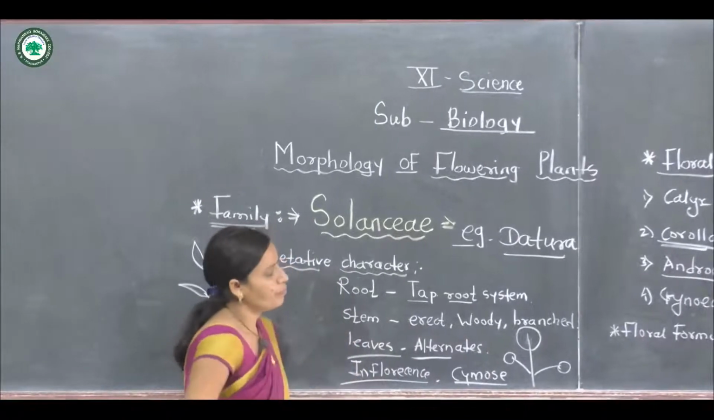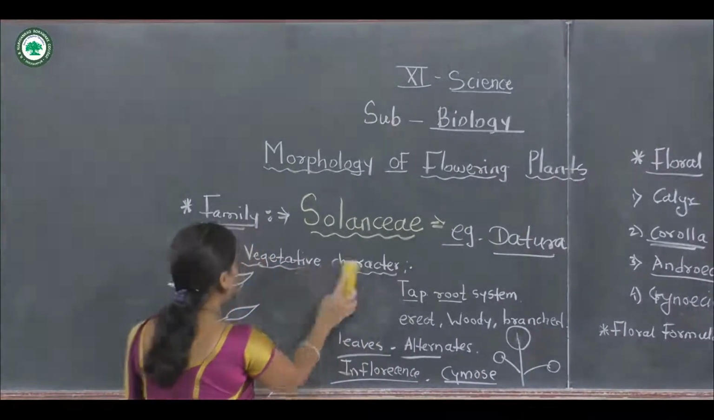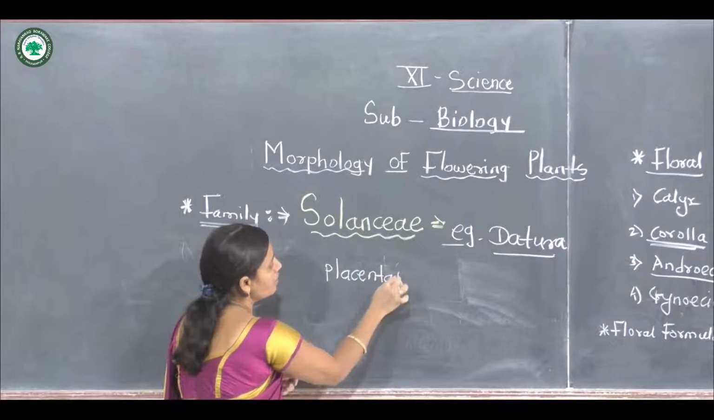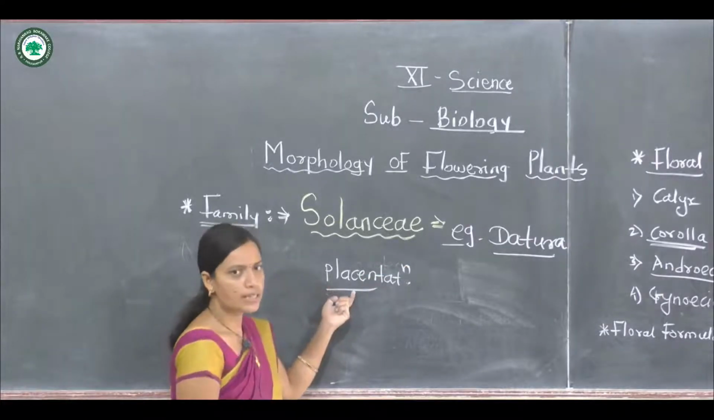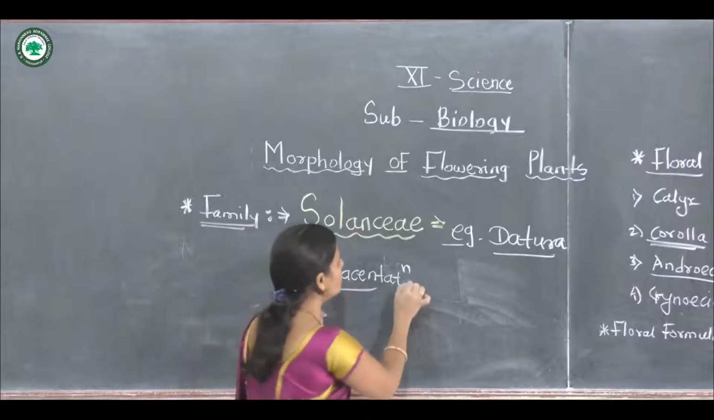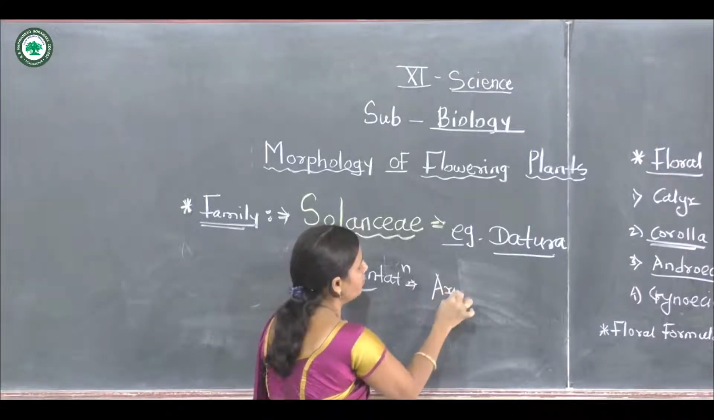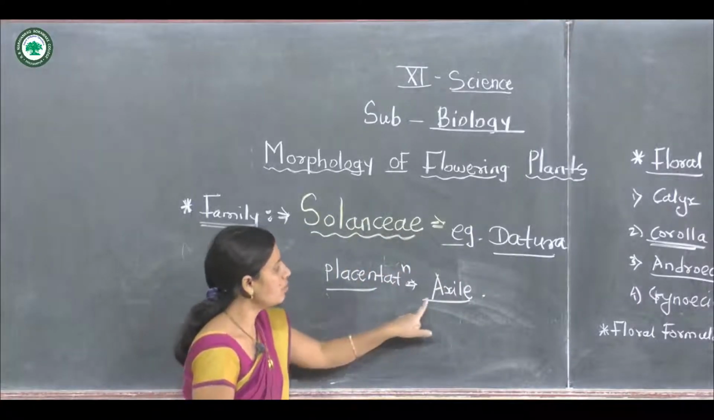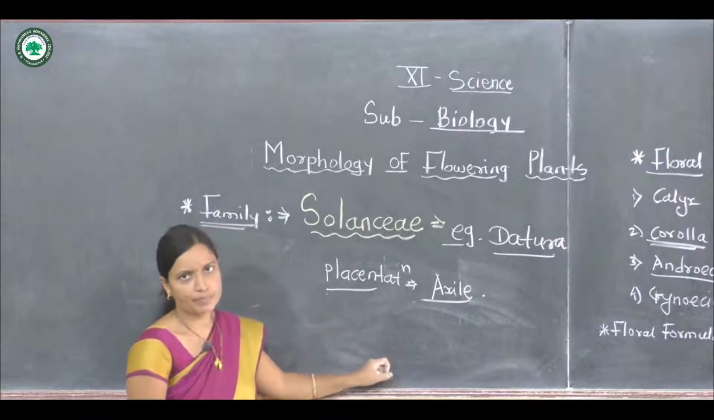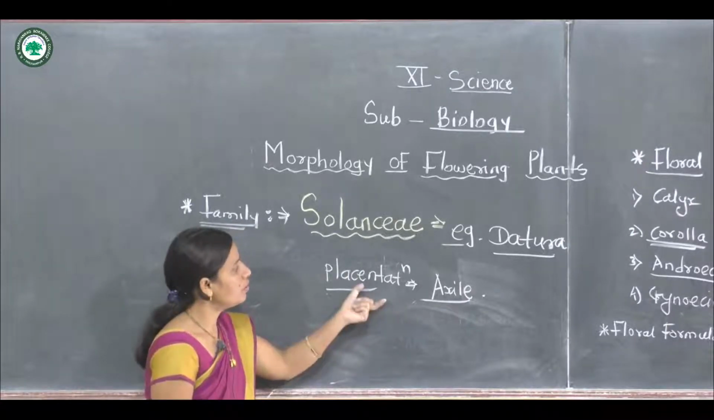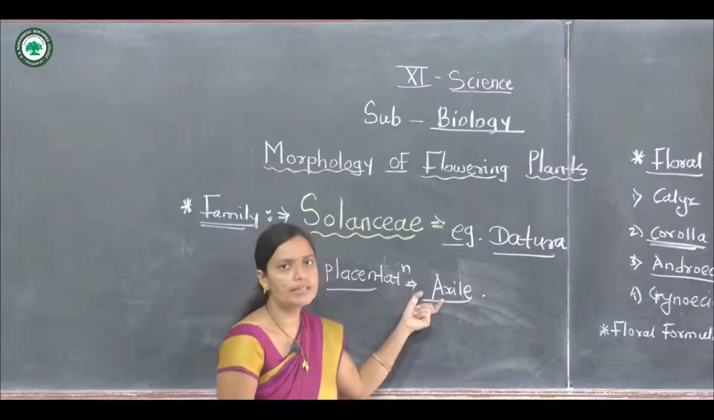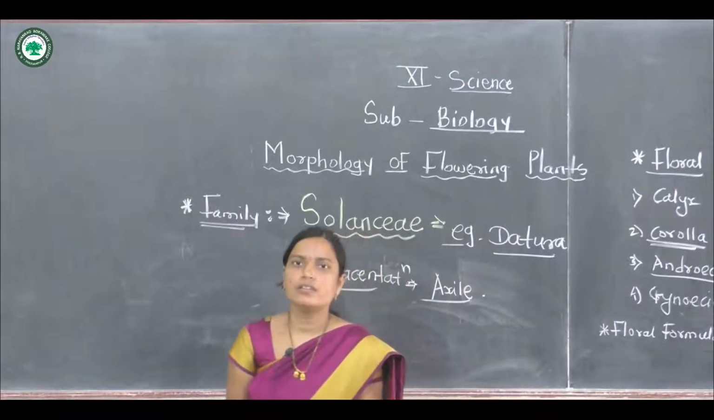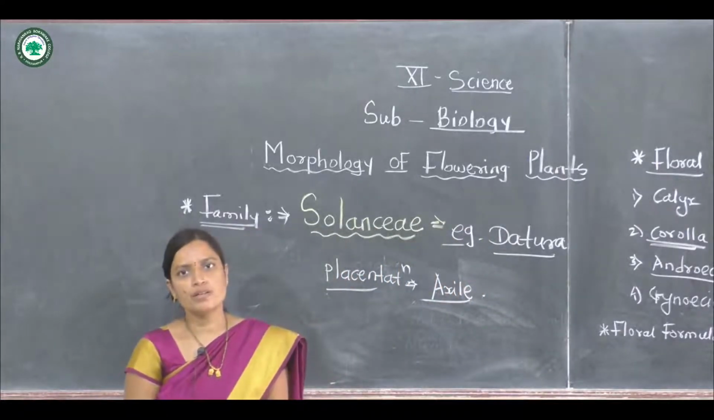Placentation of this family means the arrangement of ovules inside the ovary, and this placentation is axile. In family Solanaceae, the ovules are arranged at the axis. In this family, the ovules are arranged in the axile position. These are the floral and vegetative characters of family Solanaceae.